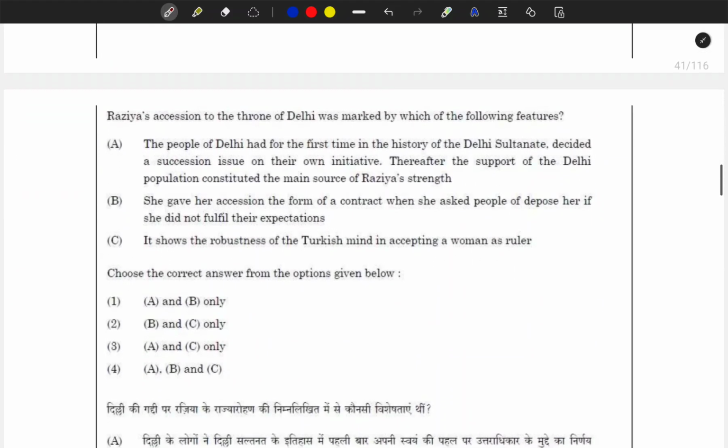So Razia's accession to the throne of Delhi was marked by which of the following features? Okay, one by one I'll read. People of Delhi had for the first time in the history of the Sultanate decided a succession issue on their own initiative. Therefore, thereafter, the support of the Delhi population constituted the main source of Razia's strength. Here lies the main point.